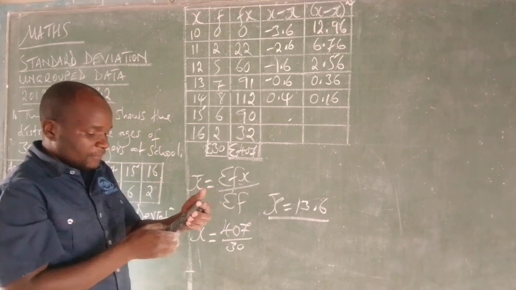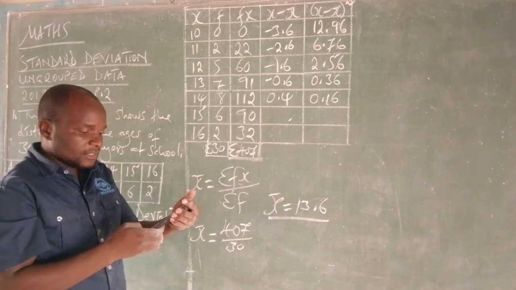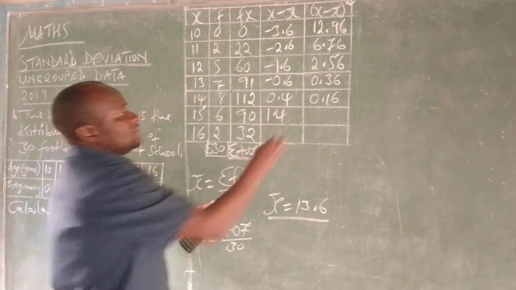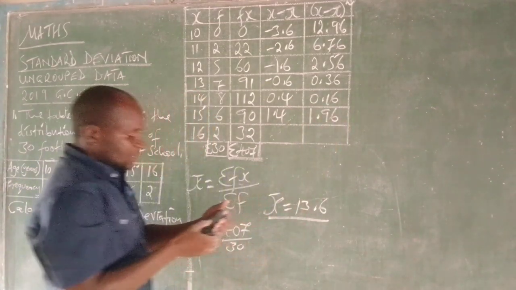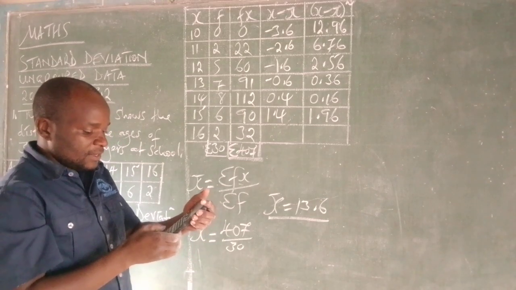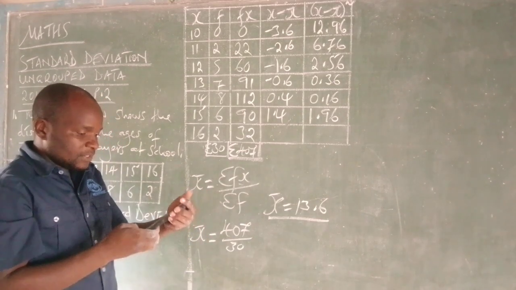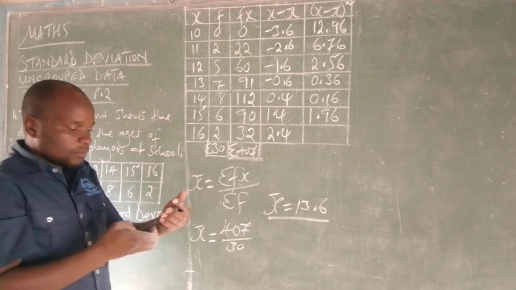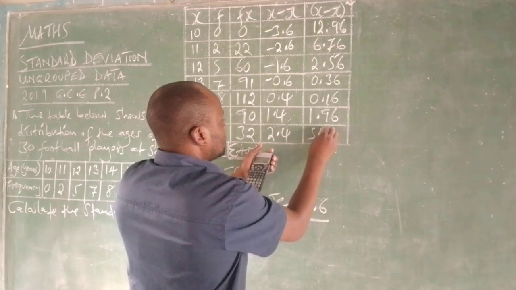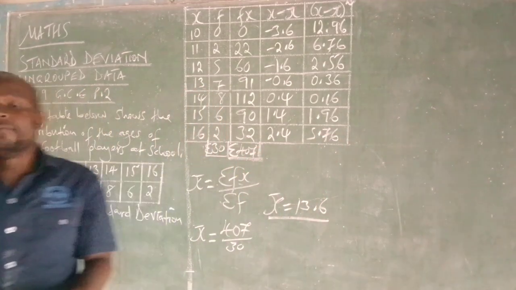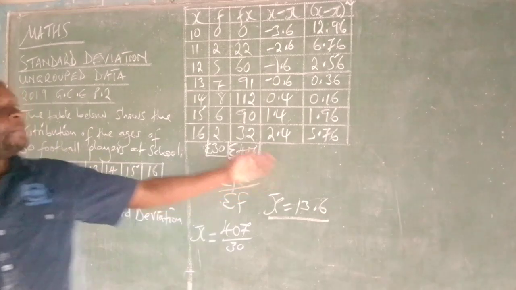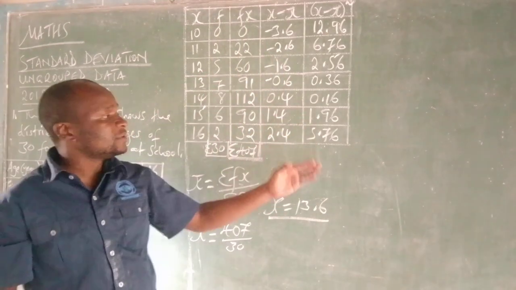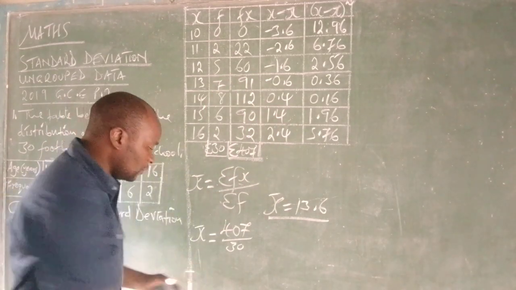Next, we have 15 minus 13.6. We are getting 1.4. Squaring that will give us 1.96. Next, we have 16 minus 13.6. We have 2.4. Squaring that will give us 5.76. The moment you finish filling up that column, you should start adding up those figures, because the total here is what we are looking for.